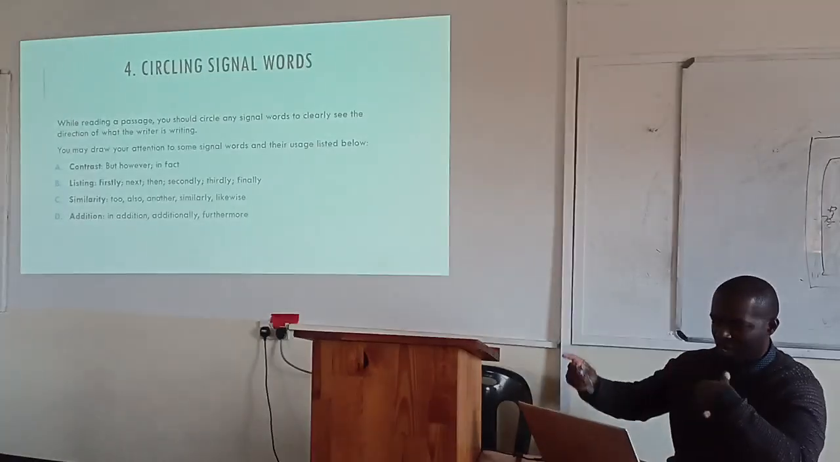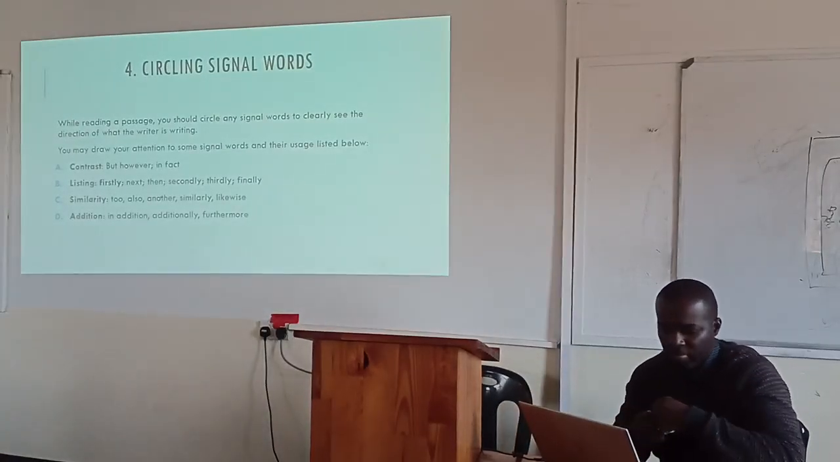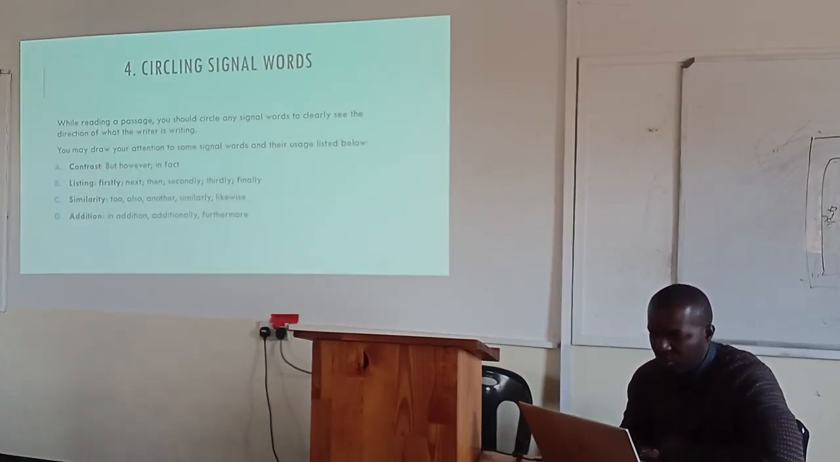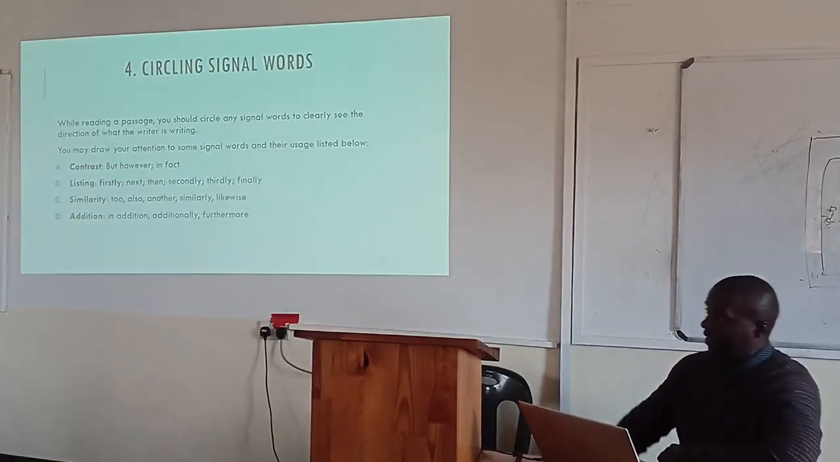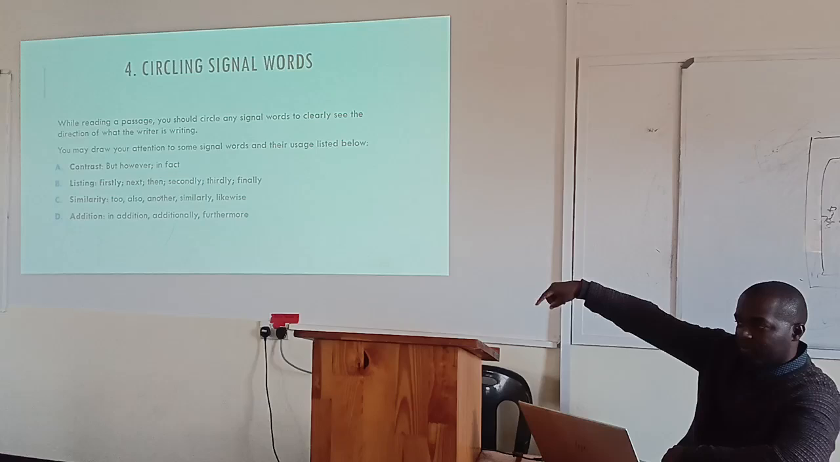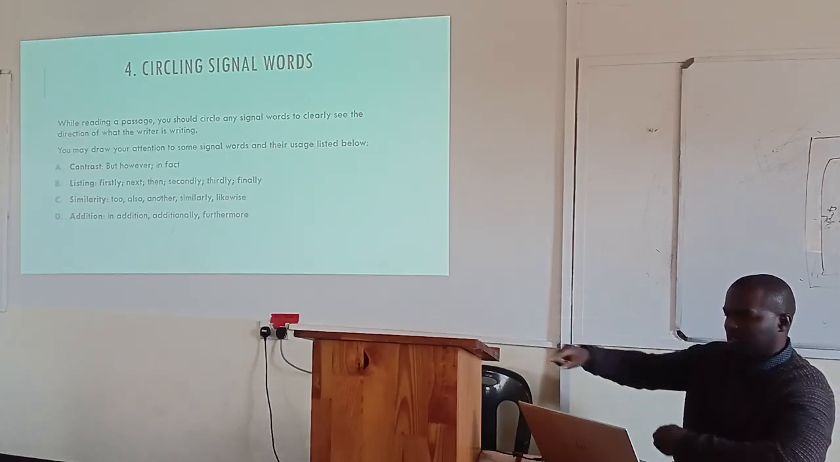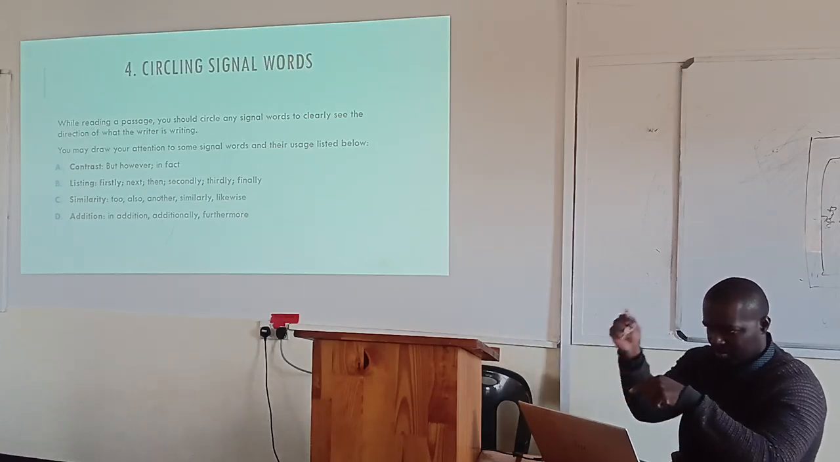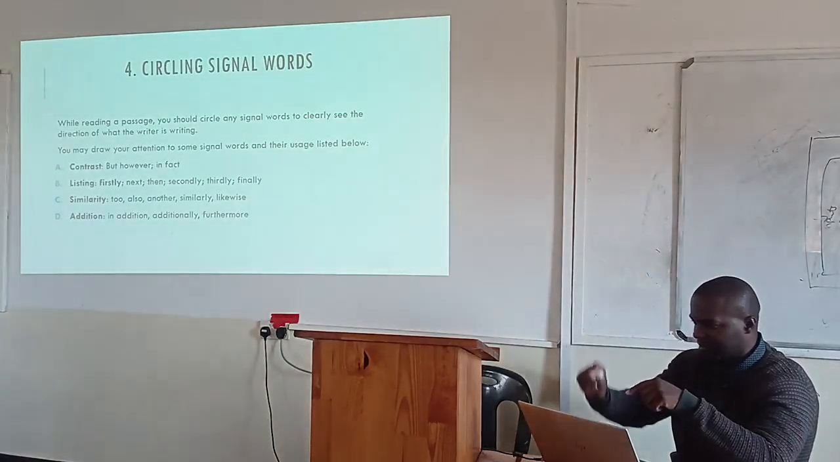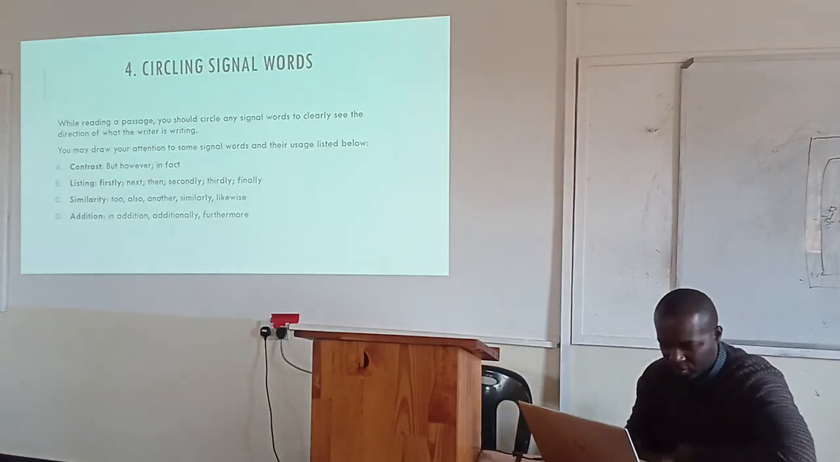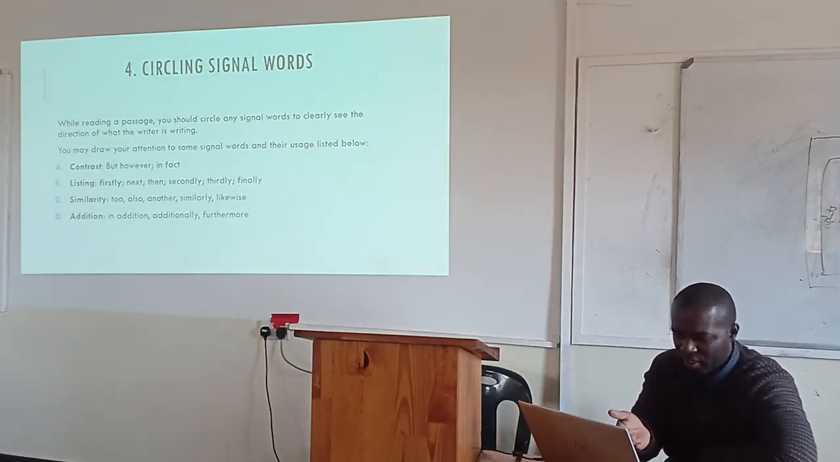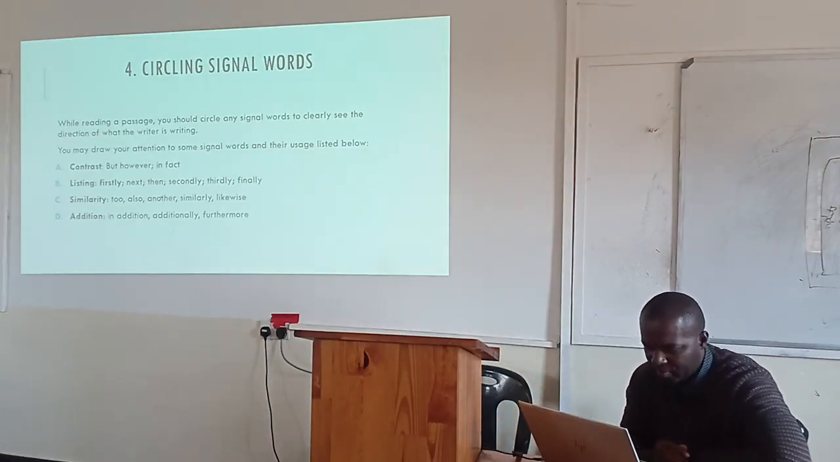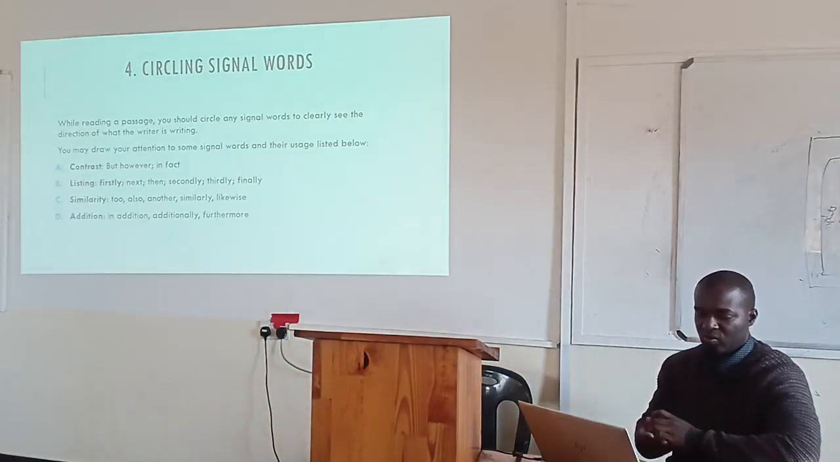But many ideas now. As you are reading a passage, you should circle any signaling words because the headline has told you the crisis is in Malawi. So as you read any word that is signaling a crisis, you circle that word. As you are reading, you are going through, right? For example, here, some of the signaling words could be these words.